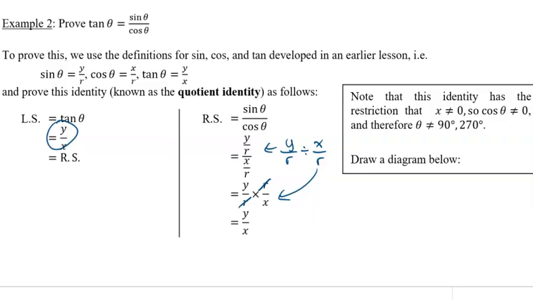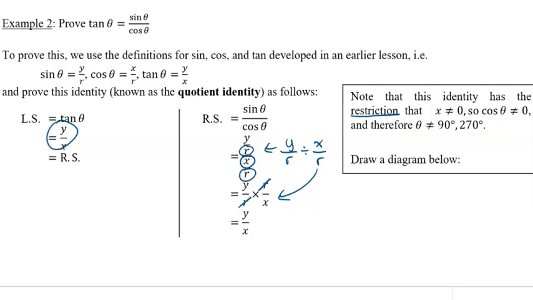Now we knew it was true, it was one I gave to you, but still we want to get in the practice of proving them even if we know they're true. Now there's one caveat here that I want to add, and that's restrictions. You'll notice here it says, notice this identity has a restriction that x cannot be 0. Down here, x cannot be 0. Now you might think, well, what about r? Can't r not be 0 as well?